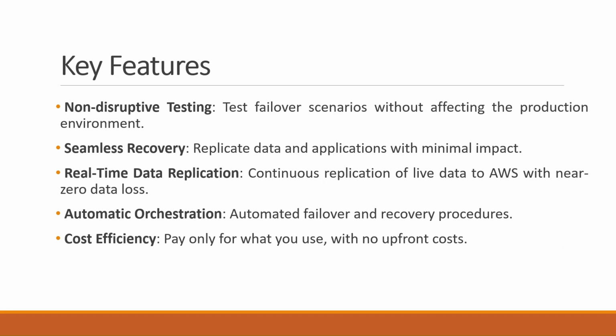Now let's see what the key features provided by the AWS Disaster Recovery Service are. Firstly, it provides non-disruptive testing. You can test failure scenarios without affecting the production environment. So you can test your disaster recovery plan without affecting your live running system. This means you can see if your backup system will work in a real disaster, but your normal business operations won't be interrupted during the test.